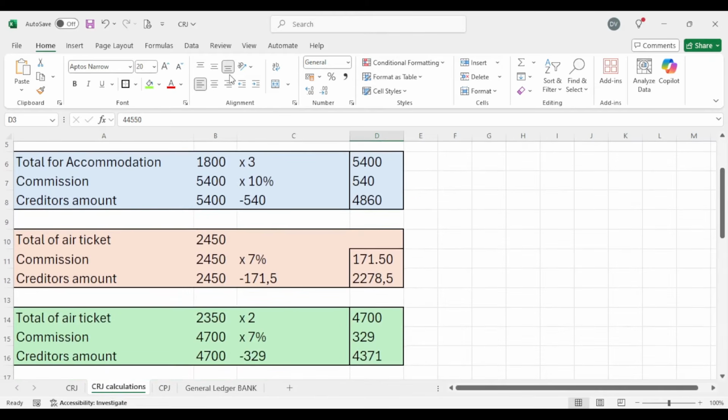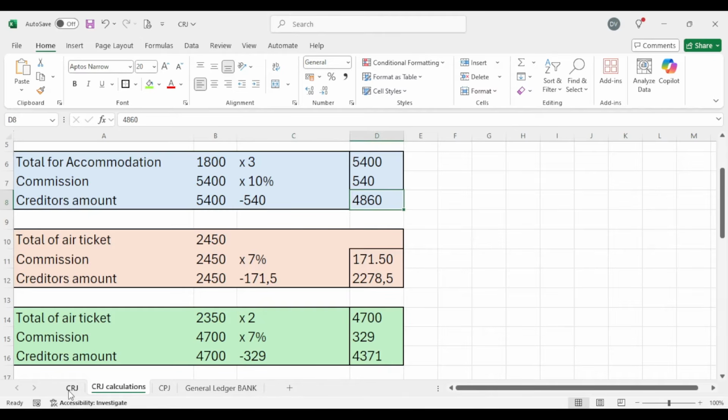So for the accommodation, you have to take your room rate, 1,800 Rand per room per night. You multiply it with 3 because they are staying for 3 nights. This gives you the total of 5,400 Rand. That's going to be your analysis of receipt value. You have to then work out the commission. You do this by taking your full value, multiply with 10%, gives you the commission that you've made of 540 Rand. We then also have to work out the creditors amount by taking the full value minus the commission, leaves us with a balance of 4,860 Rand, which is due to the creditor.